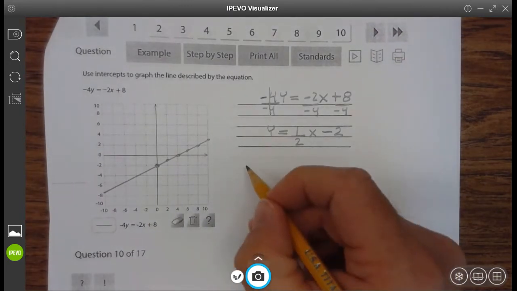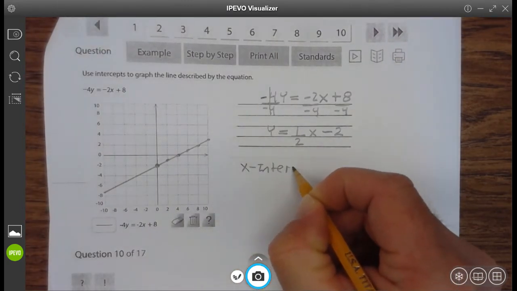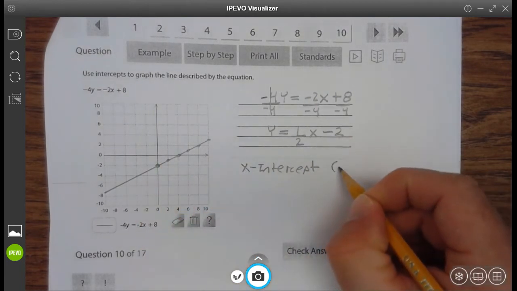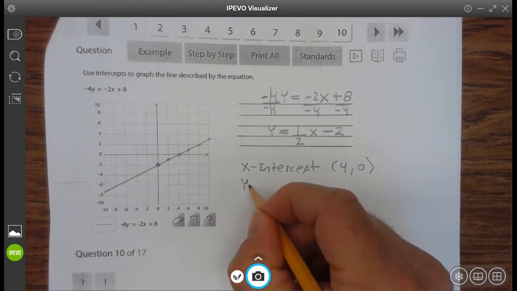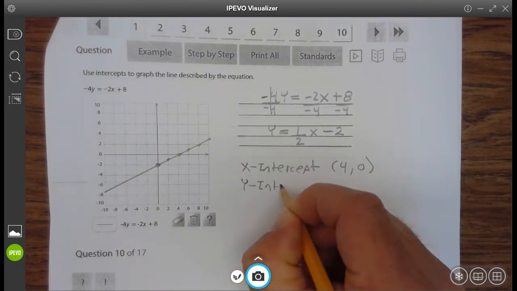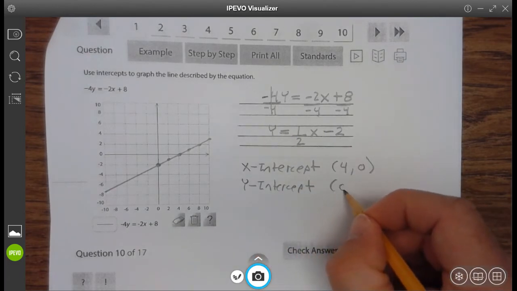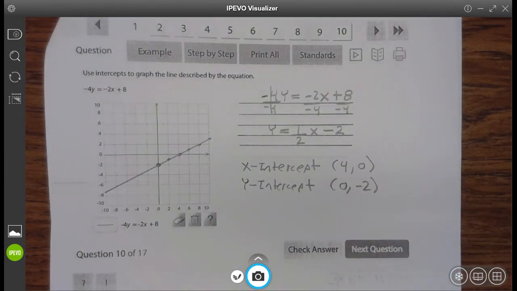So our x-intercept is the point 4, 0. And our y-intercept is 0, negative 2. All right, go and finish up example 10.